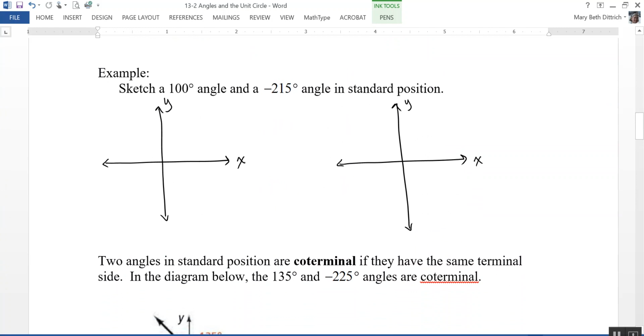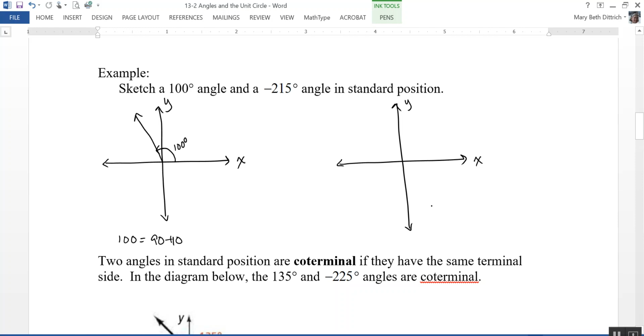Here's a couple more examples. Let's do it the other way around now. We need to sketch a 100 degree angle and a negative 215 degree angle in standard position. Because a 100 degree angle is going to be 90 plus 10, I will start at the positive x-axis and go 90 degrees counterclockwise, and then go an additional 10. This doesn't have to be super exact, but just so we get the idea. So that is a 100 degree angle.